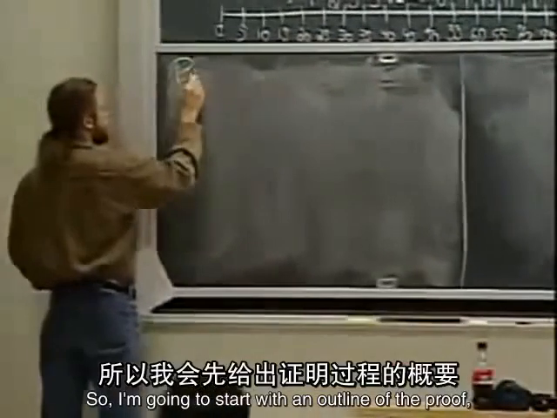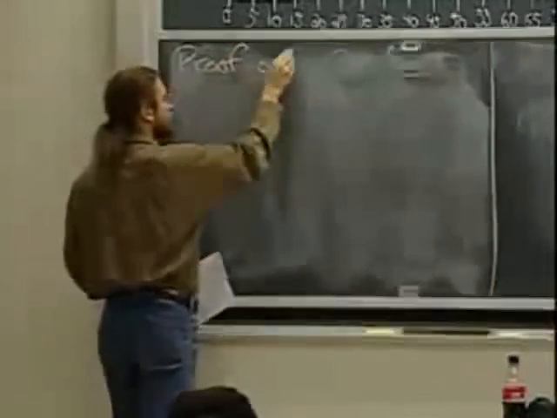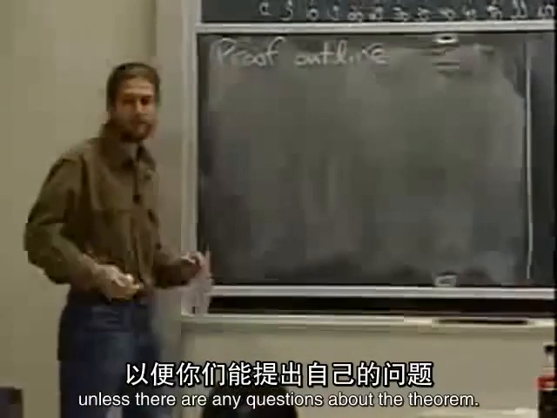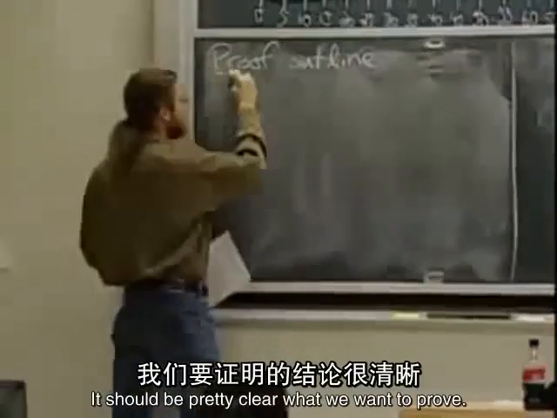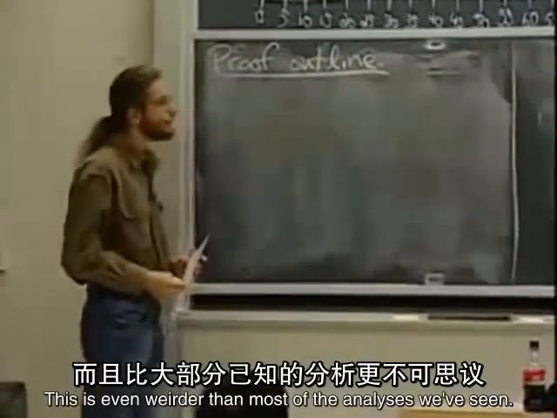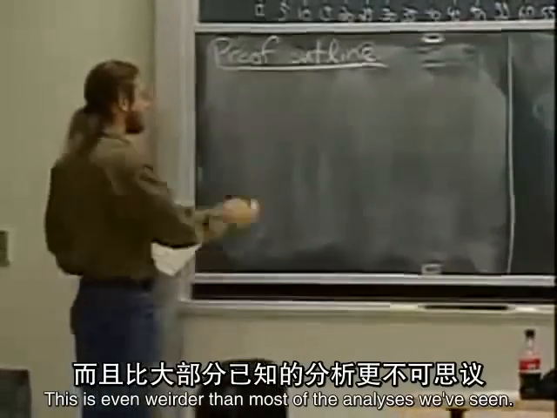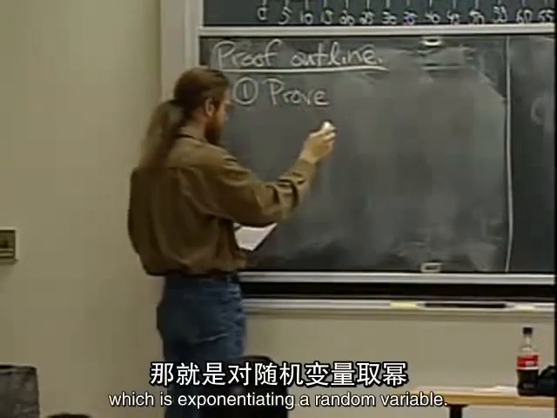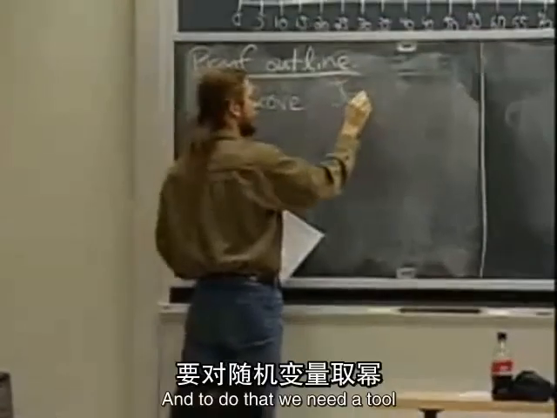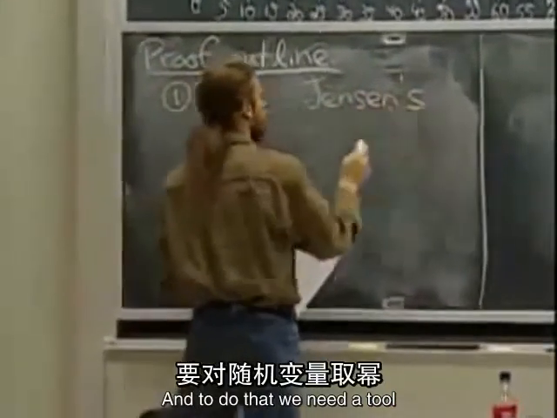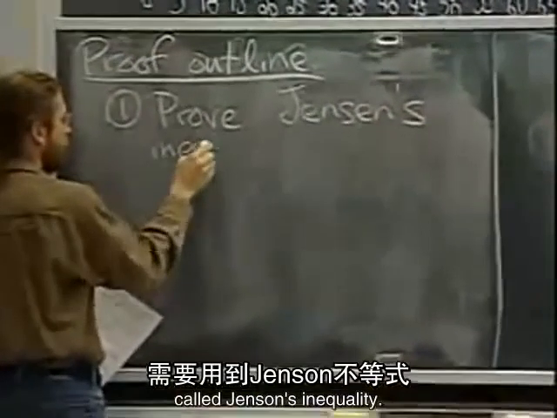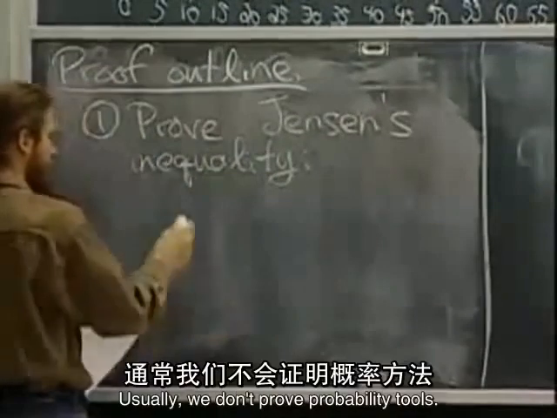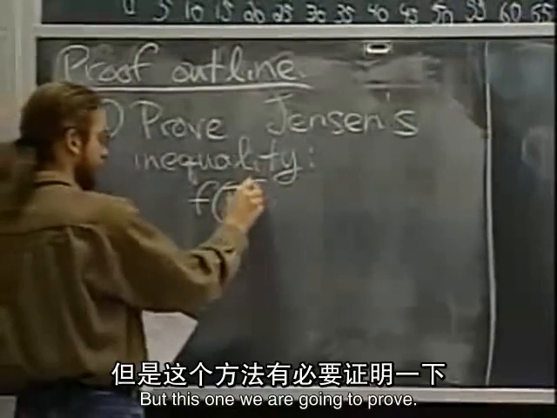So I'm going to start with an outline of the proof. Unless there are any questions about the theorem, it should be pretty clear what we want to prove. This is even weirder than most of the analyses we've seen. It's going to use a fancy trick, which is exponentiating a random variable. And to do that, we need a tool called Jensen's inequality. We're going to prove that tool. Usually we don't prove probability tools, but this one we're going to prove.